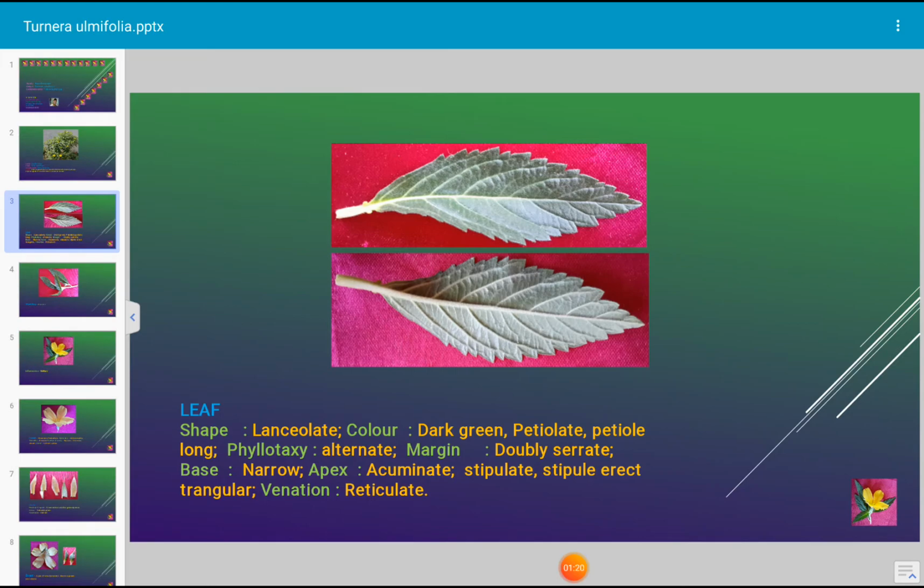Phyllotaxy, that is the arrangement of the leaves on the stem, is known as phyllotaxy. Phyllotaxy is alternate. How is the leaf margin? Margin of the leaf is doubly serrate. Serrate margin or dentate margin. Base of the leaf is narrow and apex is acuminate, pointed. Stipule is present, hence the leaf is stipulate. Stipules are erect, triangular. And how is the venation? Venation in the leaf is reticulate.